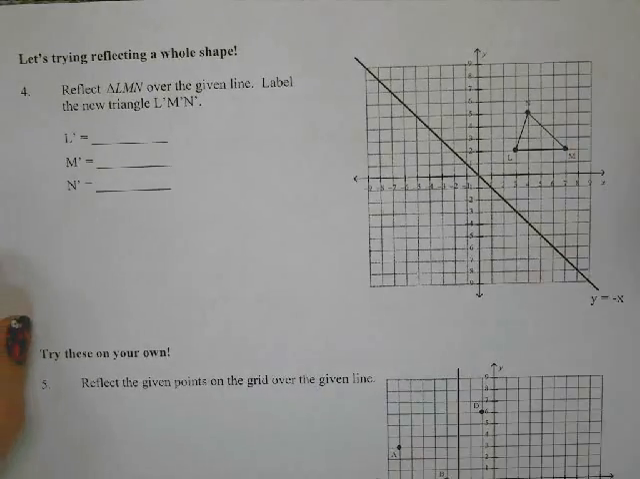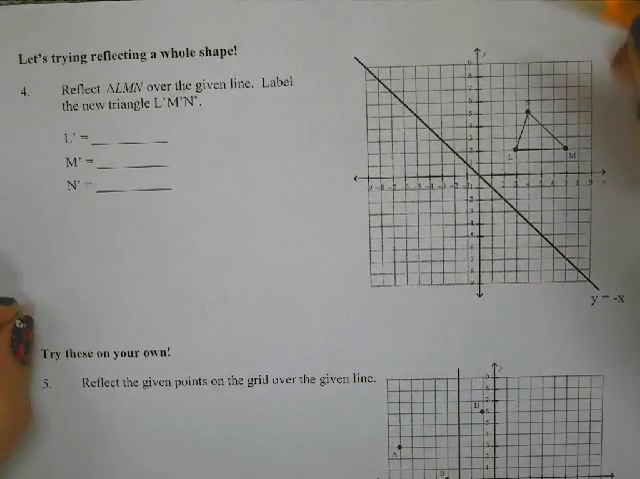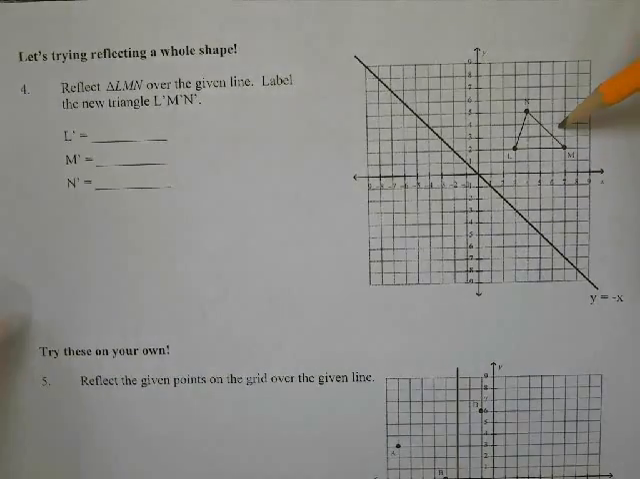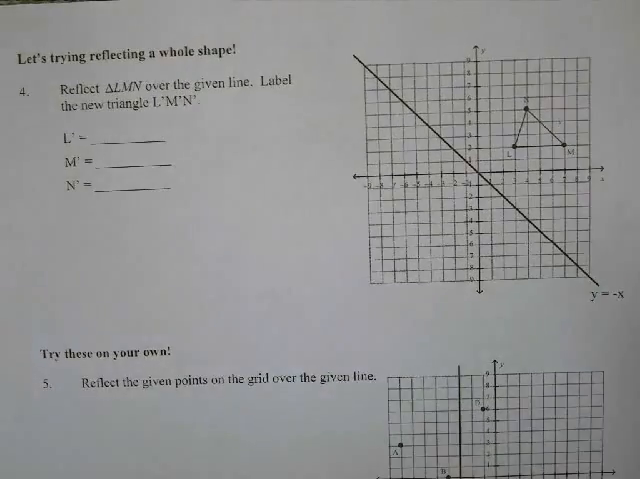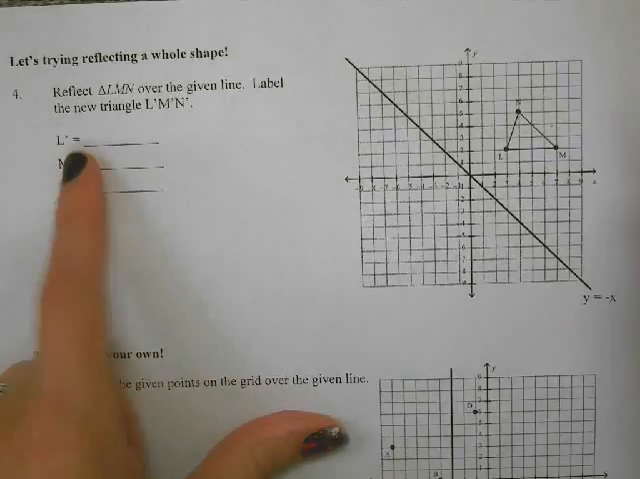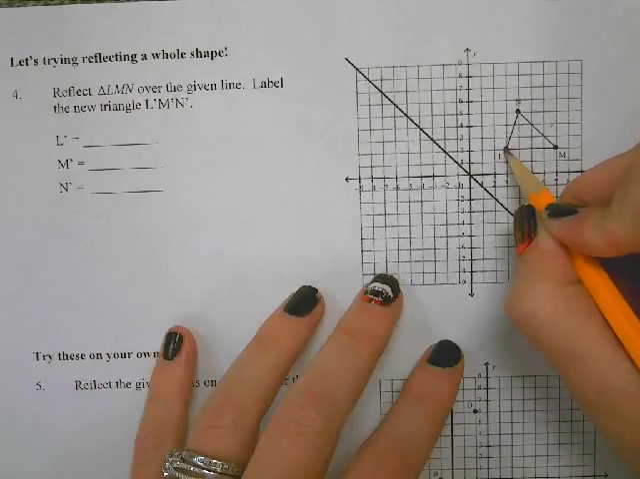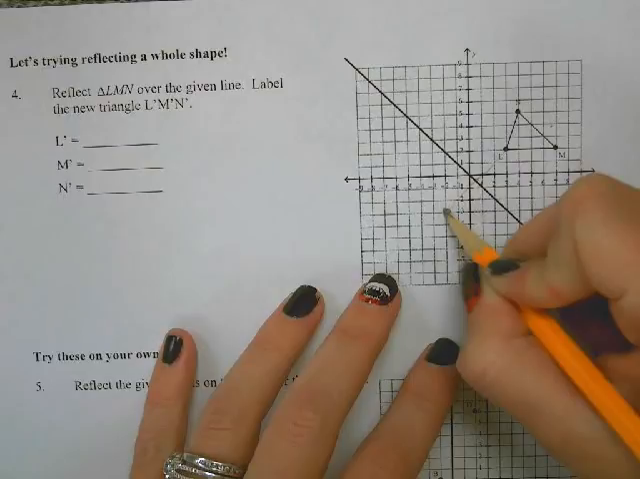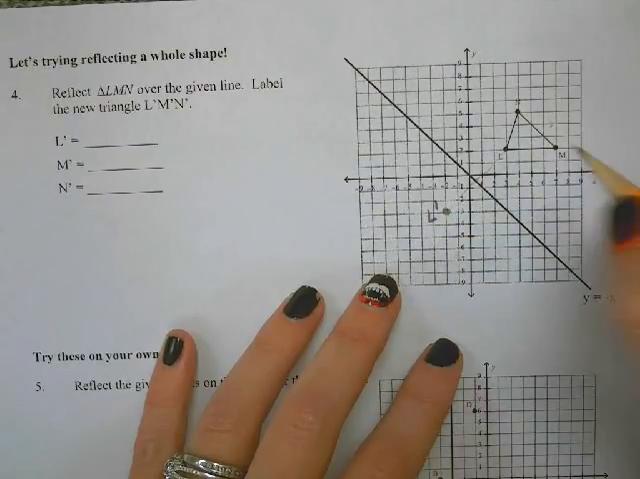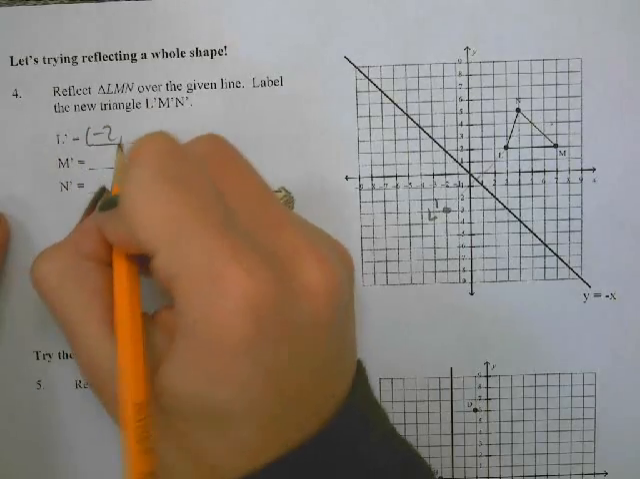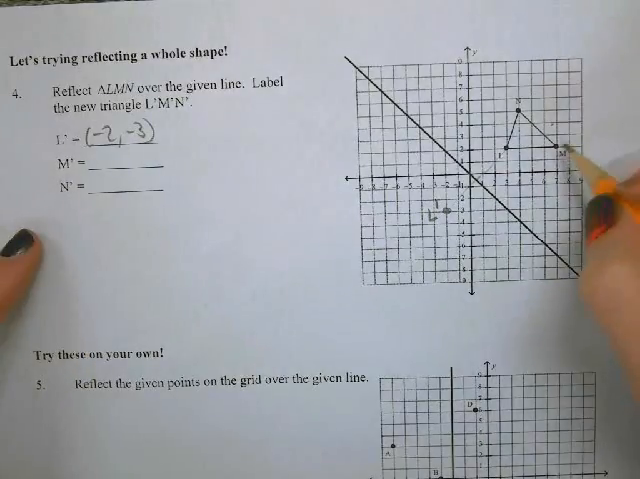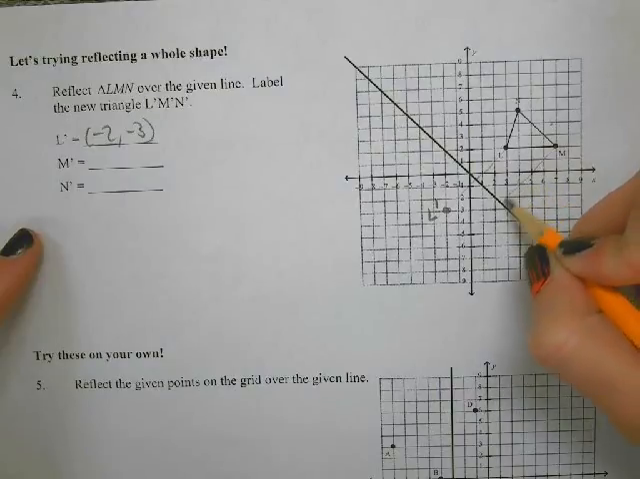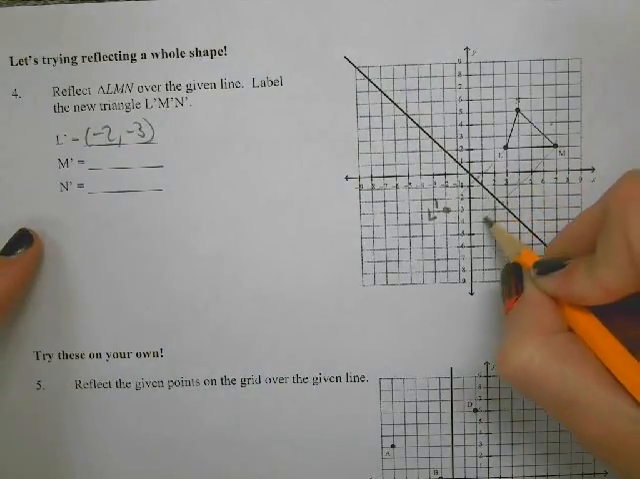All right, this time we're going to reflect the whole shape. So basically reflect the points and then reconnect them. Let's start with L. L goes 1, 2 and a half. So a half, 1 and 2 is L prime, and that's -2, -3. And then M prime will go 1, 2, 3, 4 and a half, and a half, 1, 2, 3, 4. It's -2, -7.